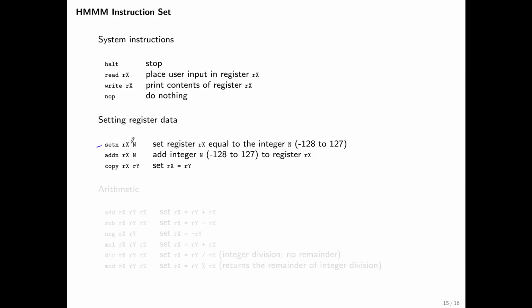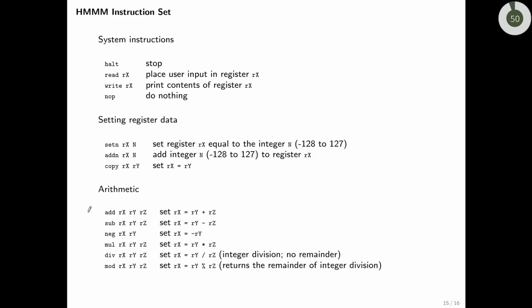This sets the register RX to a number n from this range. This one adds this number to the value in this register, and this number n is from that range. If n is negative, you're decrementing the register value. If n is positive, you're incrementing it. Copy is what you use to copy this register's value into that register.